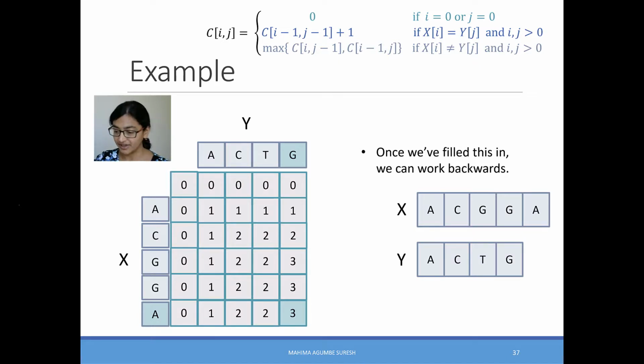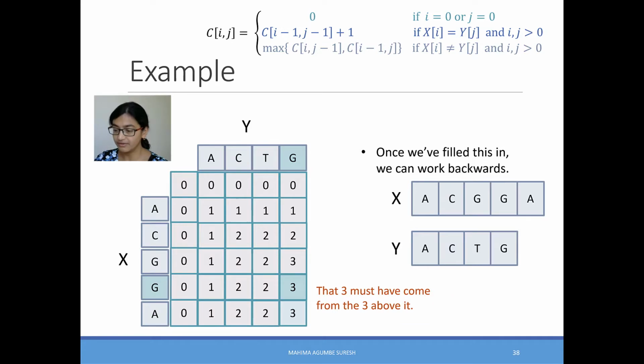Every time we are at an entry, we can check how we got to this entry. There are actually 3 ways that we can get to this entry. One is either we just copied over the term from the previous substring in the y direction, or we copied it over from the x direction, or we added 1 to the diagonal element. We can add 1 if the character is the same, and if not, we came from the previous step. So here we see that 3 must have come from the 3 above.